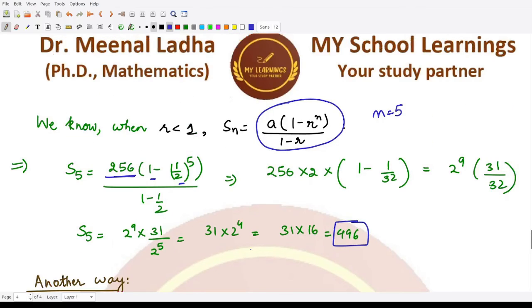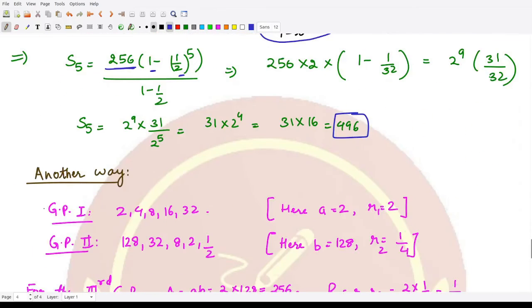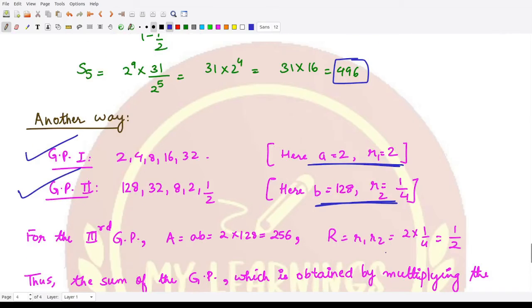Here, in order to solve this question, we have one more way. What is that way? Because we are given the first GP as this one, second GP as this one, with the first term and common ratio as 2 for the first GP, first term and common ratio as 128 and 1 by 4 for the second GP. In this case, for the third GP, without writing all the entries of the third GP, what we can do is, the first term is obtained by multiplying the first term of the first GP with the first term of the second GP, which is 2 with 128, which is 256. Right, so this would be the first term of the resulting GP obtained by multiplying the corresponding terms.